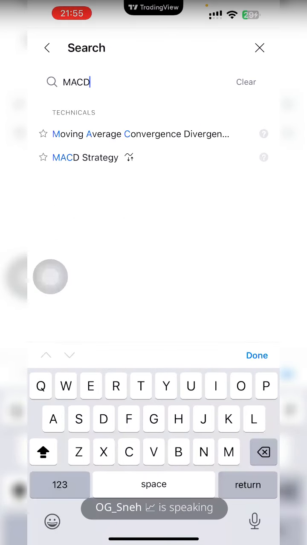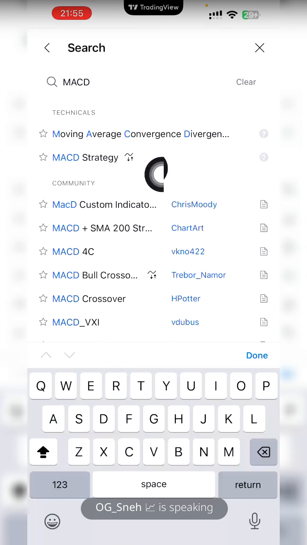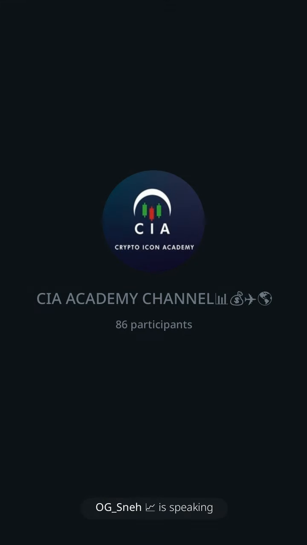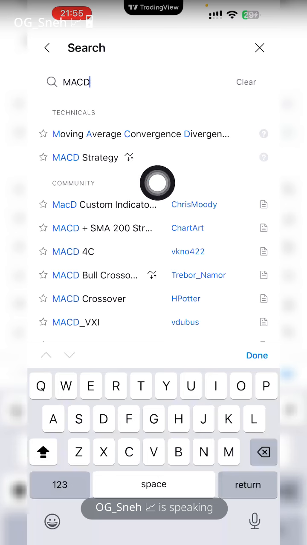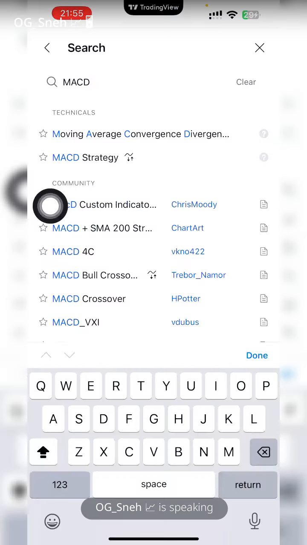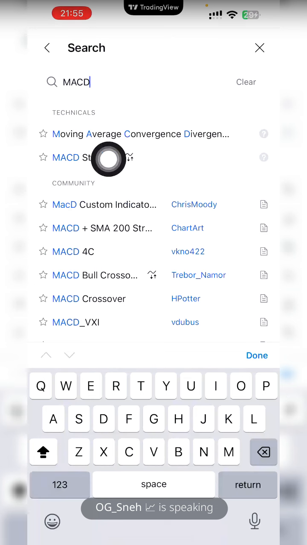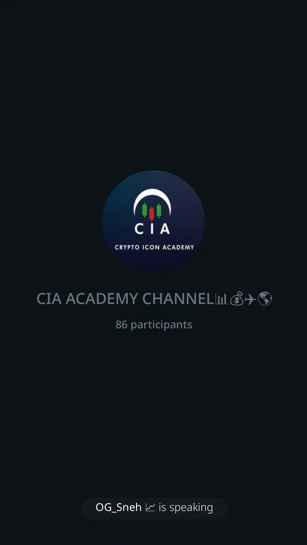So can you see the moving average convergence divergence, MACD strategy? You can add any one. Once you see it, just click on it once, and it will be added to your chart. I've clicked on it. Can you see the moving average convergence divergence added to your chart?